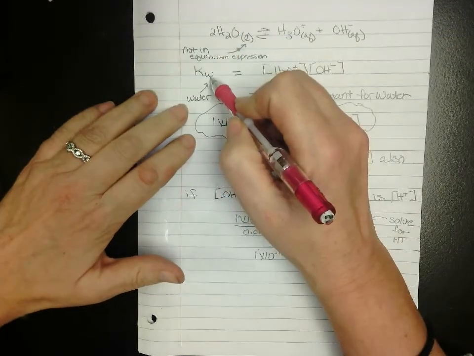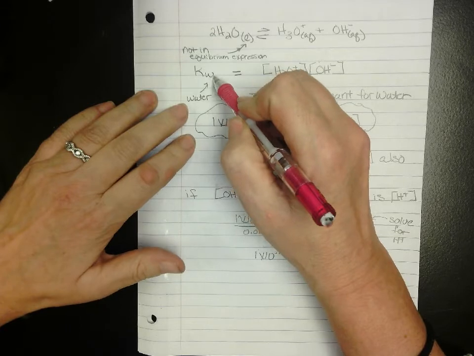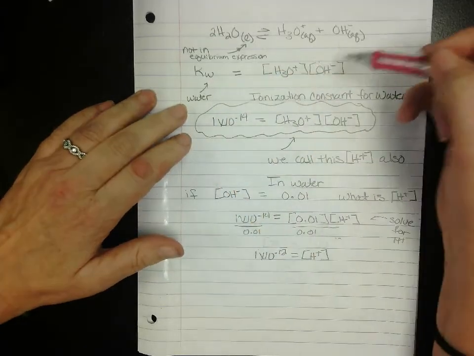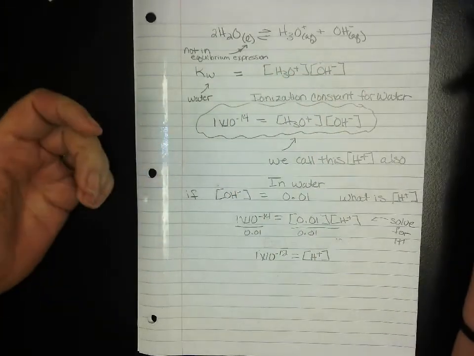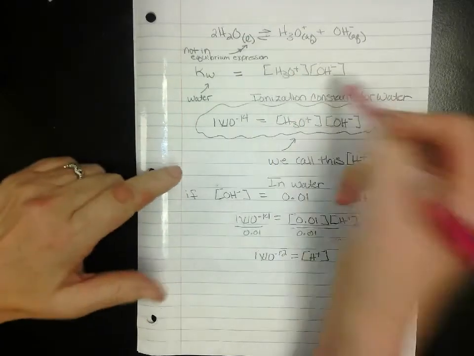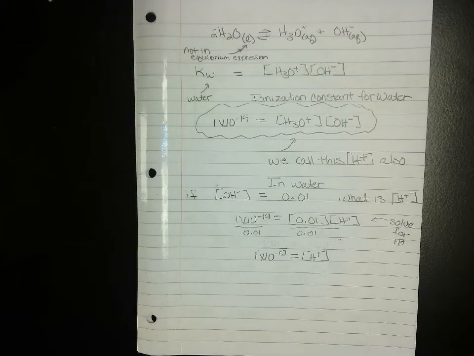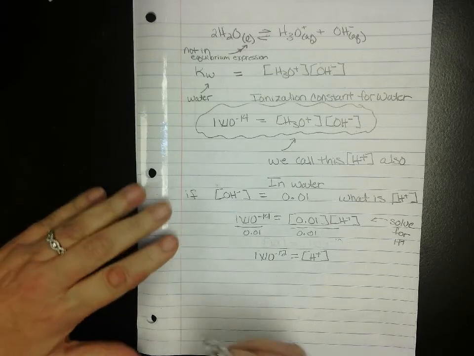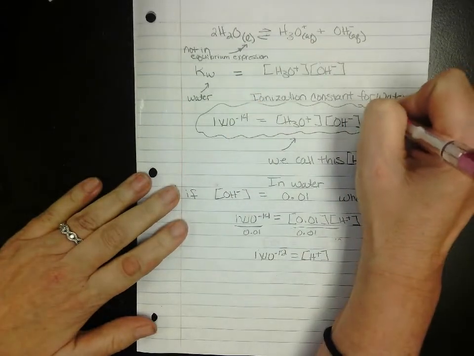And we call this a special K. It's Kw, and W is for water, and it's the ionization constant for water, because these are the ions that water breaks into in equilibrium. And that number is constant. It doesn't change. It's at 25 degrees C, okay?